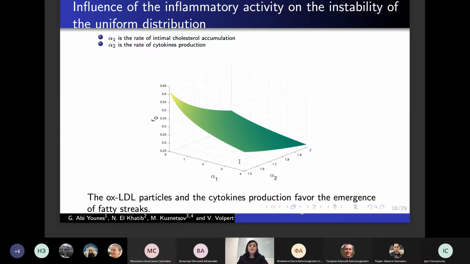So when there is more accumulation of cholesterol or more cytokine production, even a small chemotactic activity may lead to the emergence of fatty streaks. Or, in other words, the oxidized LDL and cytokines favor the emergence of fatty streaks. And this result holds biologically, it is valid.